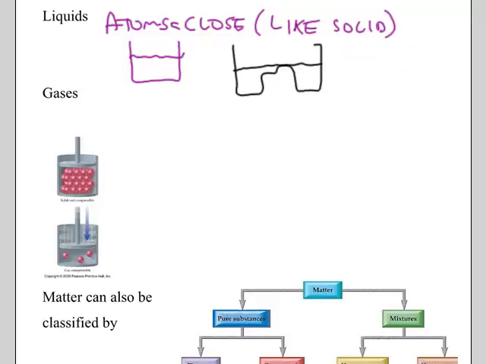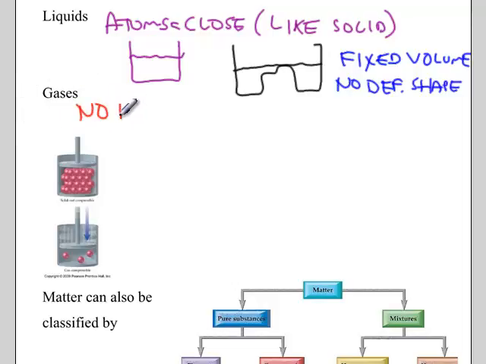So unlike a solid, a liquid has a fixed volume, which is true for the solid, but it has no definite shape. The shape of the liquid is controlled by the shape of the container. And a gas has no fixed volume or shape.